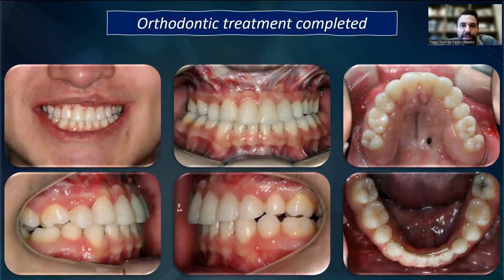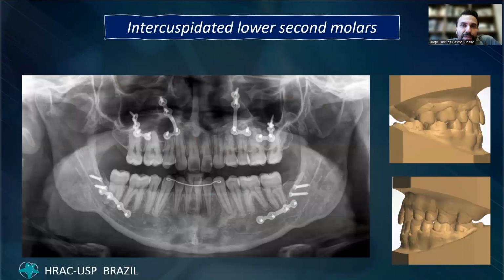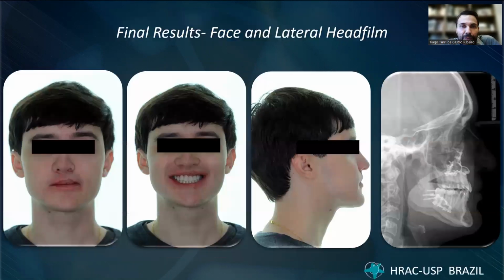The functional and the aesthetic results after the end of the surgical orthodontic treatment, and the aesthetic improvement with composite resin veneers. The extraction of the lower premolars allowed the second molars to remain in occlusion, since the perimeter of the lower arch was compatible with the perimeter of the upper arch. The final results of the face and the lateral head film show the final good relationship between the incisors.